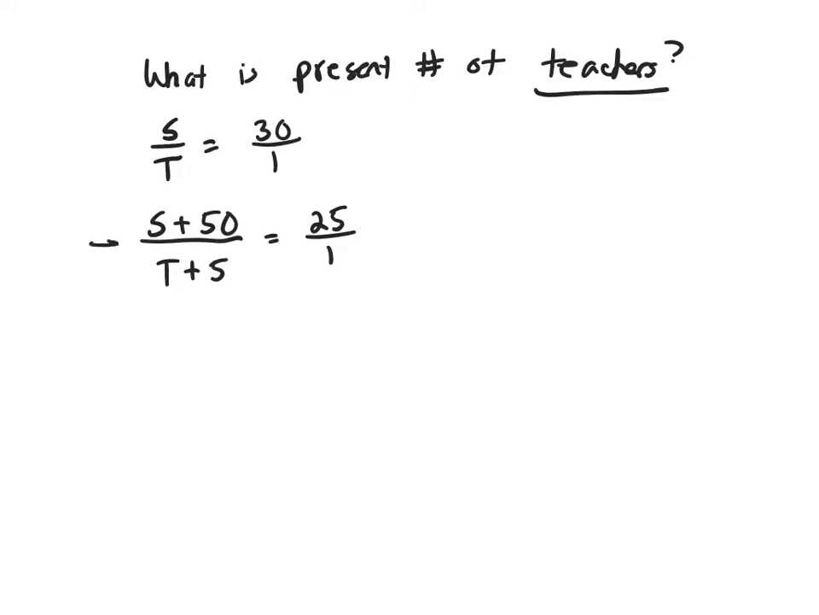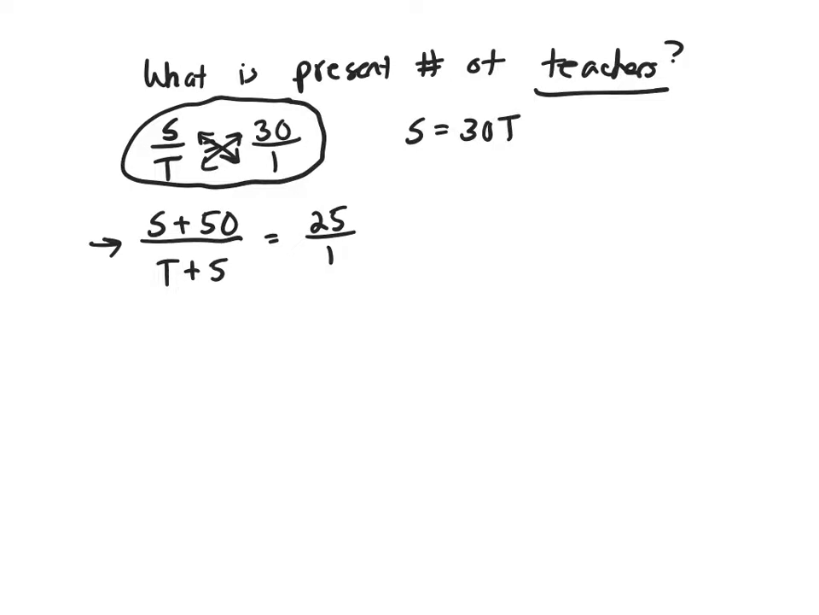We have an equation here with two variables, but if we take this first equation and solve it for S, we can cross multiply. You can do that when you have one fraction equals another one, and that gives you S equals 30T. Now, everywhere there's an S, let's substitute in 30T. So that's going to be 30T plus 50 over T plus 5 equal 25 over 1.